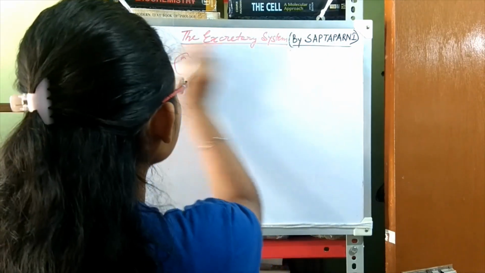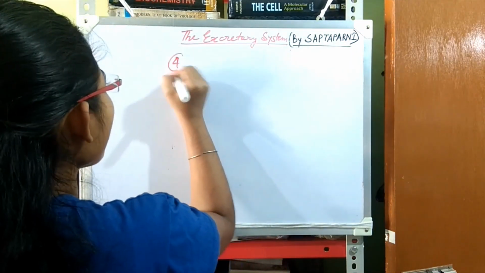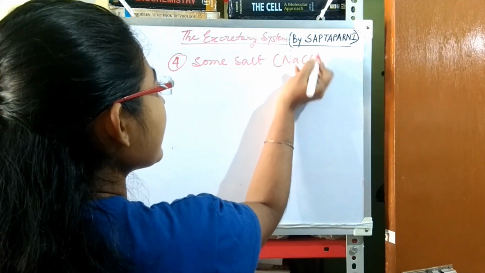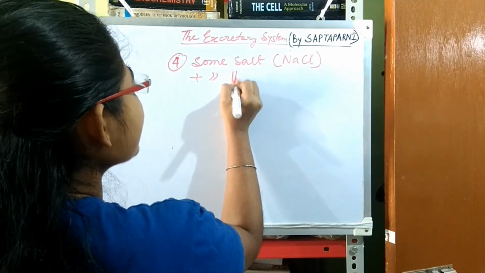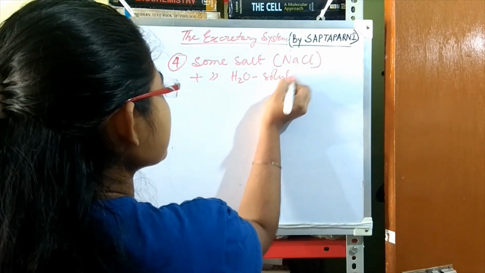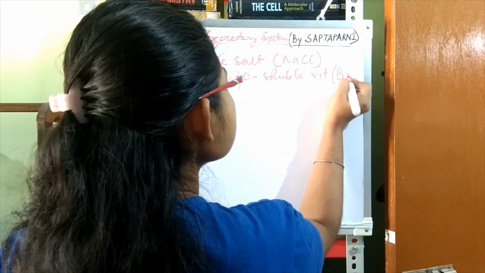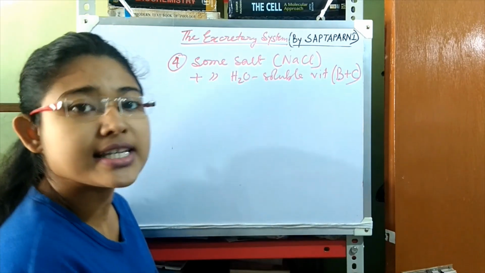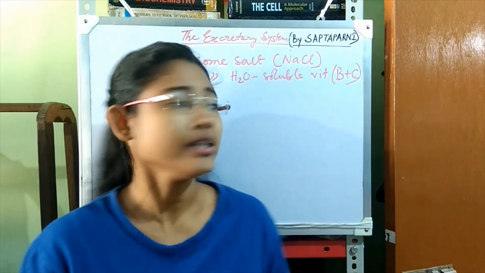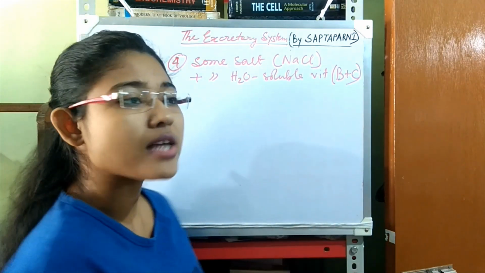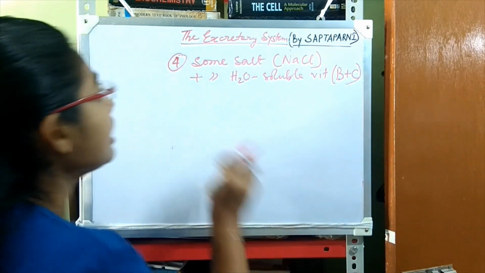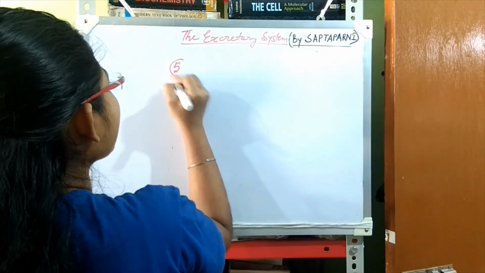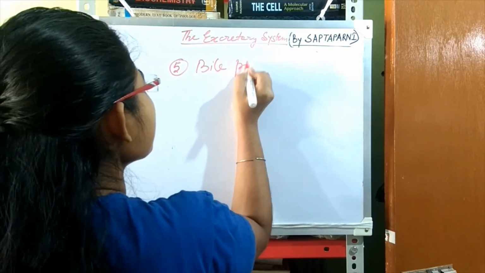Now, the fourth one is some salts like NaCl or sodium chloride, and some water soluble vitamins, okay, like vitamin B and vitamin C. We have already discussed that salt, NaCl, is excreted out through sweating, and vitamins are also excreted out. Now the fifth one is bile pigments. Okay, bile pigments.